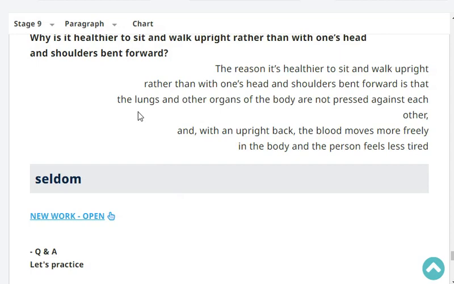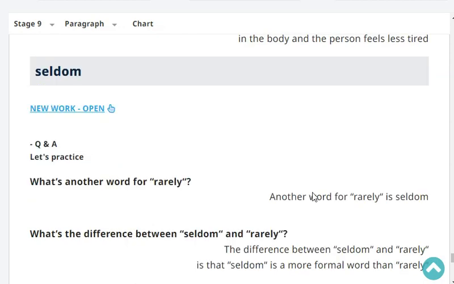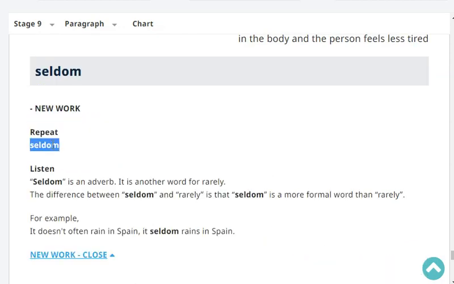Why is it healthier to sit and walk upright rather than with one's head and shoulders bent forward? The reason it's healthier to sit and walk upright rather than with one's head and shoulders bent forward is that the lungs and other organs of the body are not pressed against each other with an upright back. The blood moves more freely in the body and the person feels less tired. Very good.